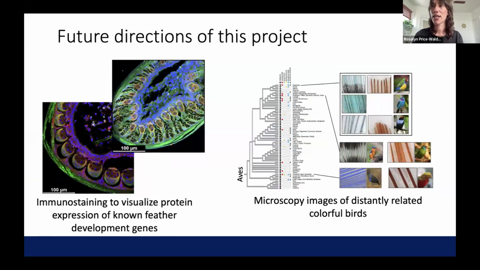I want to quickly mention a couple of future directions we're working on. So first, we're using immunostaining to map the protein expression of known feather development genes at different developmental stages. And second, we've also looked at microstructures in colorful feathers across birds and have identified a lot of convergence in microstructures, including barbule loss, and also some intriguing evidence suggesting that the underlying mechanisms for barbule loss are even more diverse outside of tanagers. So if you're curious about these other directions, I would love to chat more.